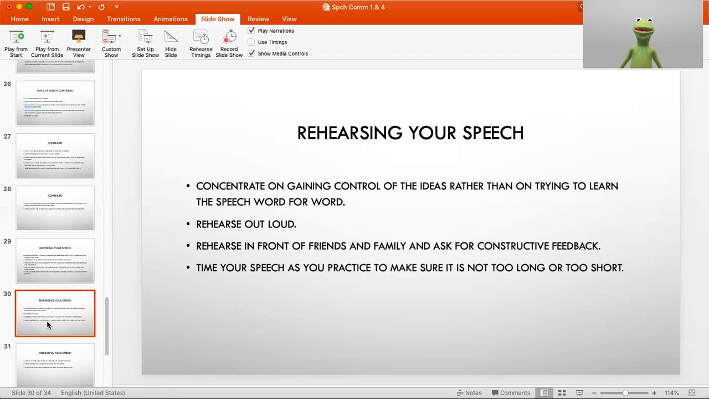You want to rehearse it in front of friends and family if possible and ask for their constructive feedback. They might be able to also pinpoint or note some things that would be more effective if you change them. And you also want to time your speech as you practice to make sure that you're not taking too much time over what would be allotted or that it's coming up too short.